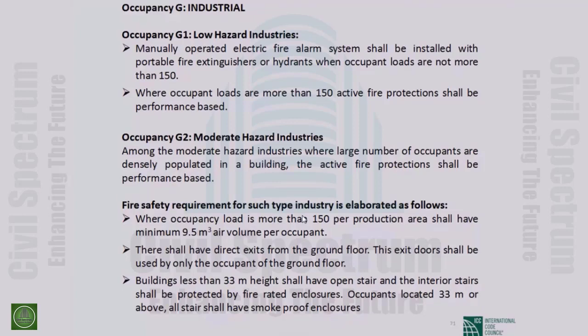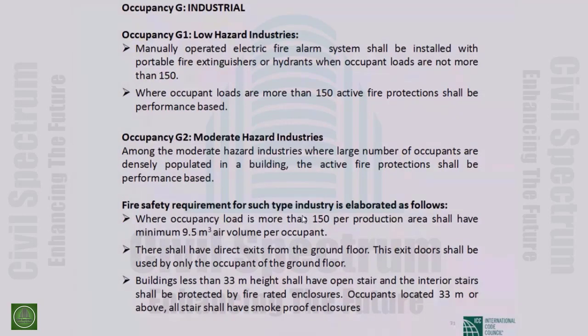For the moderate hazard industry, as of today, the garment industry. Among the moderate hazard industry, where a large number of occupants are densely populated in the building, the active fire protection shall be performance based. So actually, for all these factories there is a very special arrangement, special design. So it has to be performance based. Fire safety requirement for such type of industry is elaborated as follows. It's a little bit elaborated.